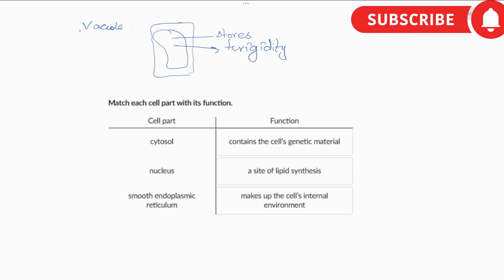Cytosol is... What does cytosol do? Cytosol is basically the cytoplasm.